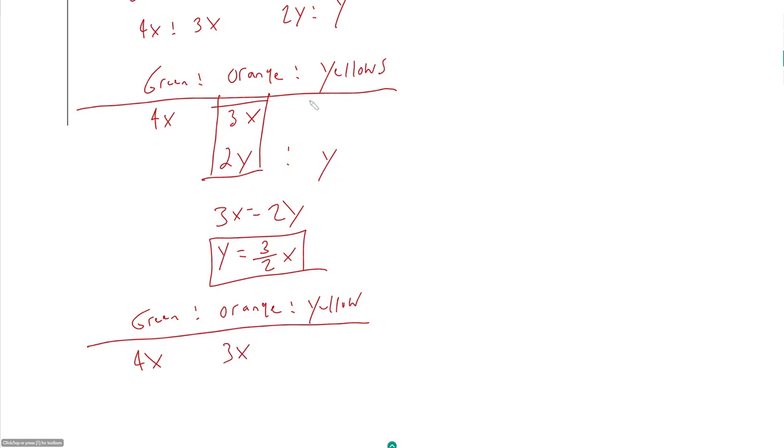And then our yellows are what we have to change. We know our yellows are equal to y, and we know y is equal to 3 halves x. So our yellows are 3 halves x. And if I want to get all my coefficients as integers, I got to multiply everything by 2. And if I do that, I get my greens, 8x green jelly beans, 6x orange jelly beans, 3x yellow jelly beans in Ronald's bag.